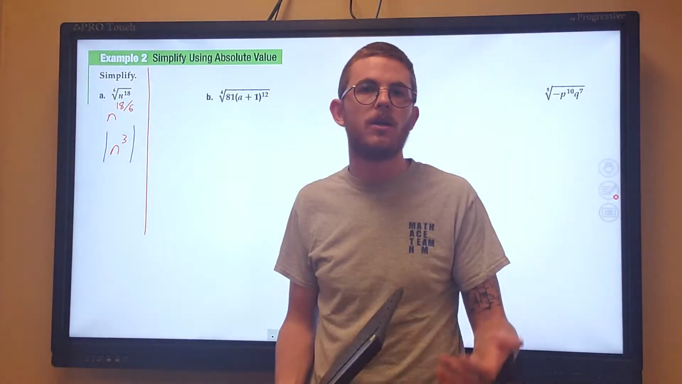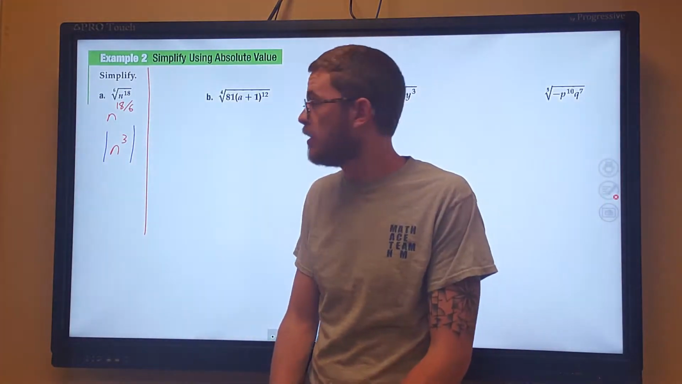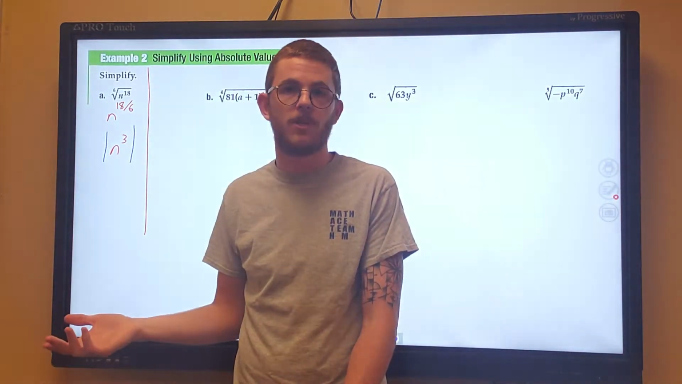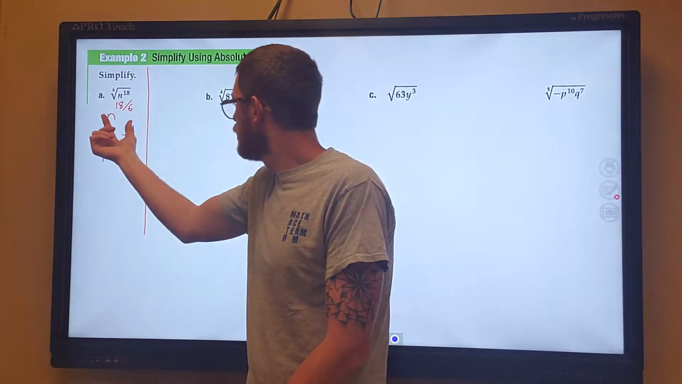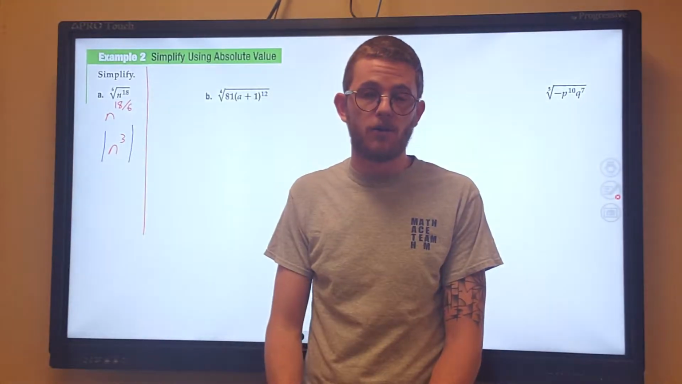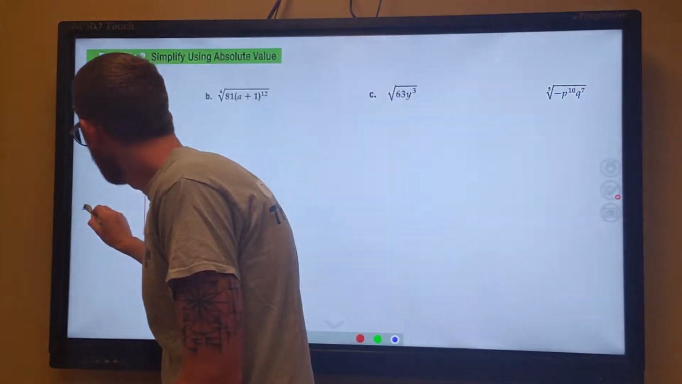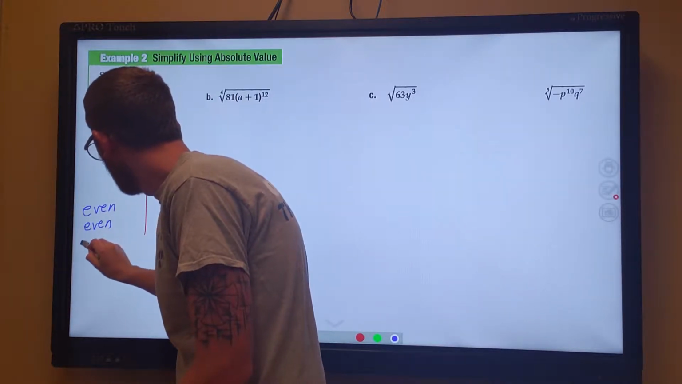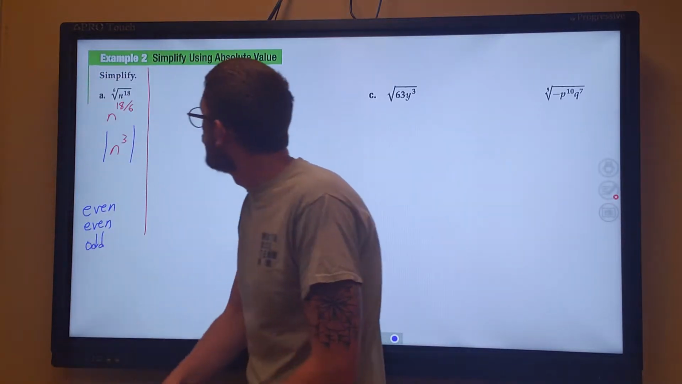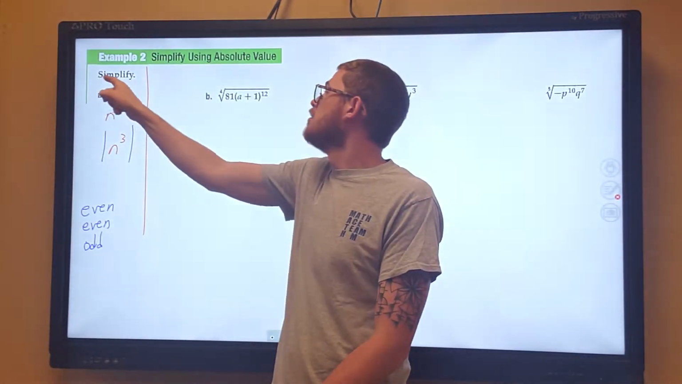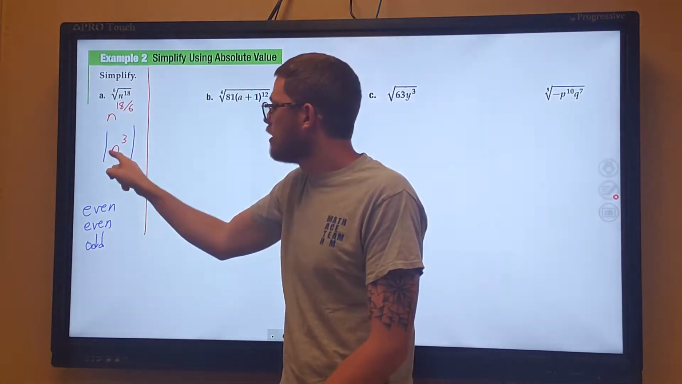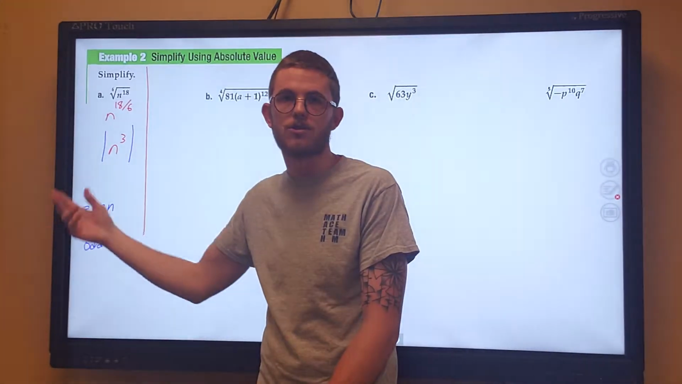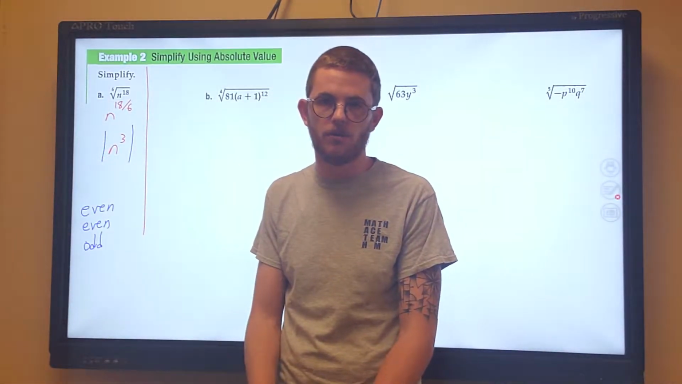So we have to put absolute value signs around this. N cubed is not guaranteed to be positive. So we need to put absolute value signs. And the rule here is even, odd. An even index of an even exponent giving us an odd outcome, we need to make sure we put absolute value signs around that.